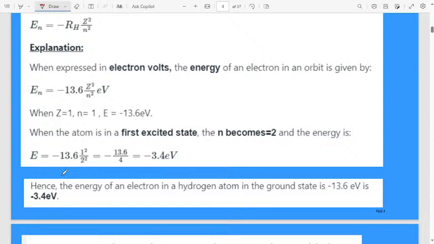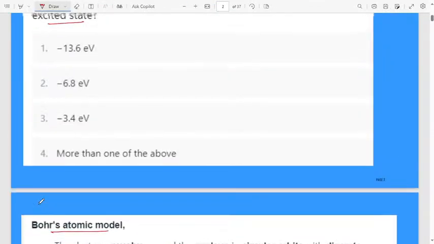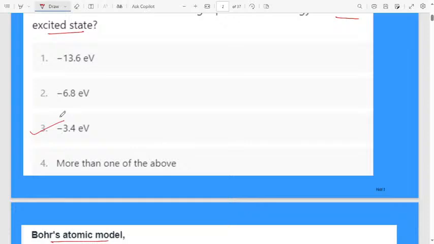Then the energy E is equal to minus 13.6 times 1 square divided by 2 square. Z is equal to 1, n is 2, so 1 square divided by 2 square is 1 by 4. Minus 13.6 divided by 4 is minus 3.4 electron volt. Hence the energy of the electron in the hydrogen atom, which is minus 13.6 electron volt in the ground state, becomes minus 3.4 electron volt. Therefore the correct answer for this question is minus 3.4 electron volt.